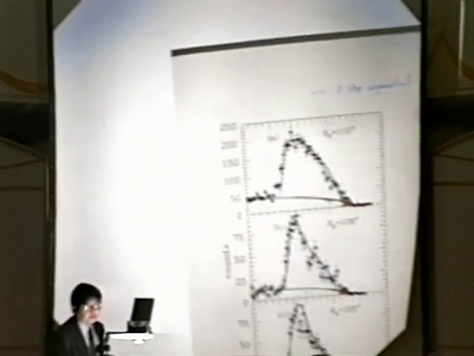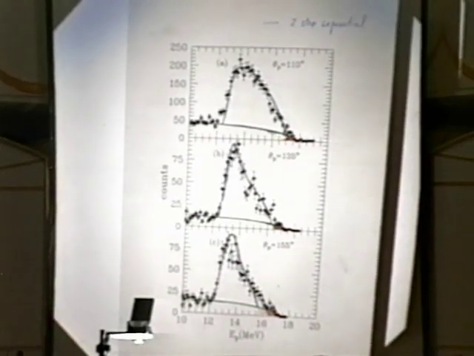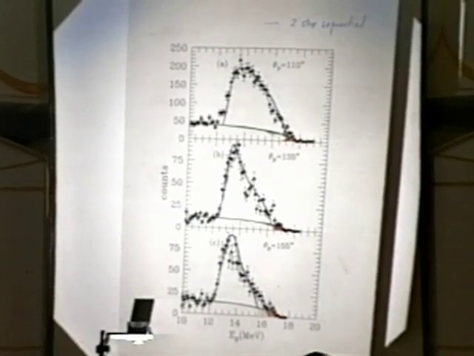So this is just a high energy part of the proton spectrum, and we change the detection angles, let's say from 110 degrees to 155 degrees, and the calculation of the two-step sequential reactions reproduces the experimental data very well if you assume the continuum background.